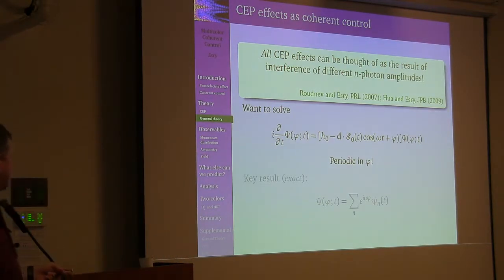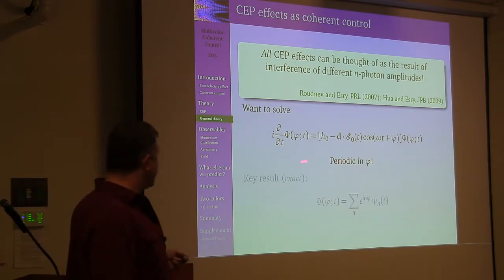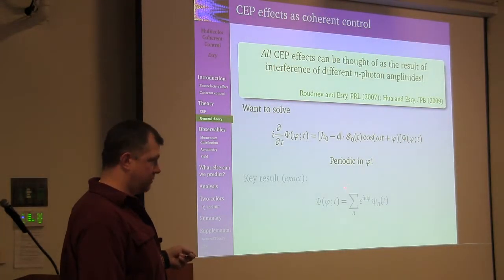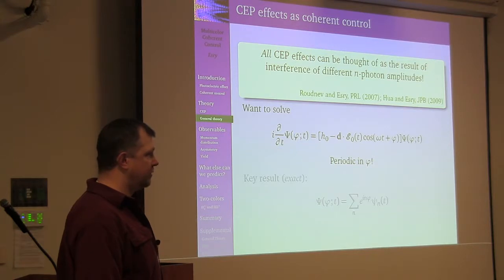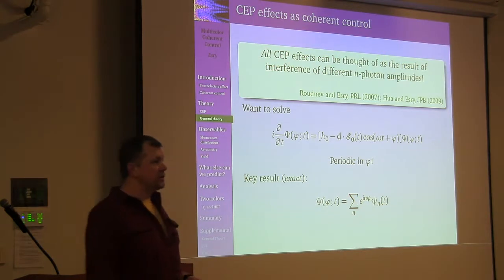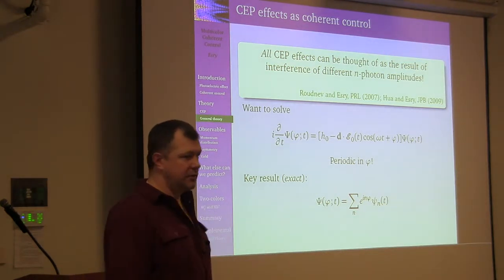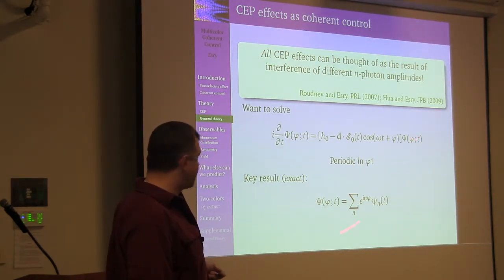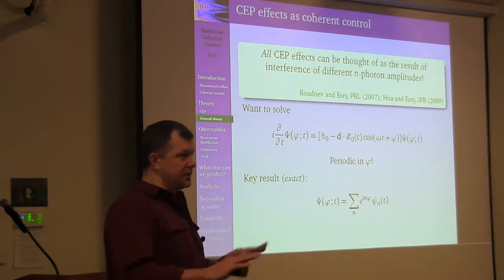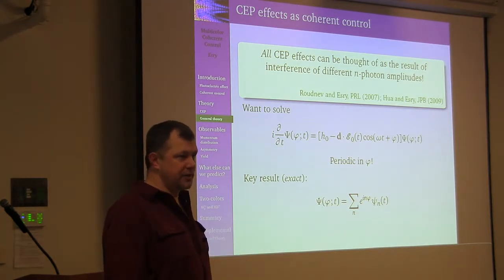And the key point, the key observation, and the only observation we really need, is that this equation is periodic in phi. This Hamiltonian is periodic in phi. That means the solutions have to also be periodic in phi. However, if they're periodic in phi, we can use a Fourier series to represent that CE phase dependence. So we take the exact solution and we expand it in this Fourier series, and that's exact. Okay? And that's really all there is to this. The rest of it just follows from that observation.